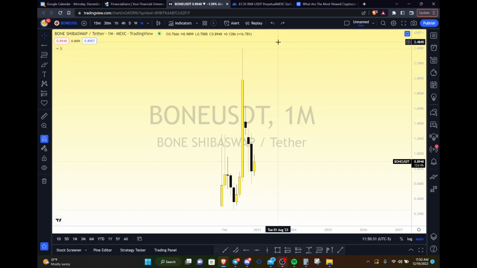Okay guys, so I was told to look at Bone ShibaSwap, so Bone USDT. I was told this is part of the whole Shiba Inu ecosystem. I'm not that familiar with it. I am familiar with Shiba Inu, but I do know Bone is something about voting shares or voting rights or something on their platform.